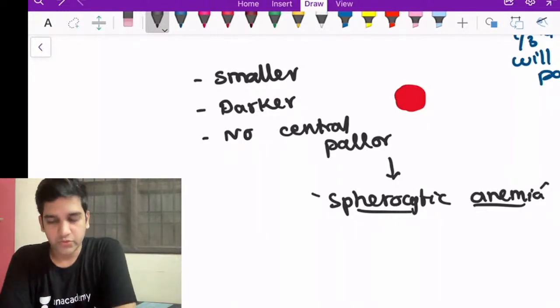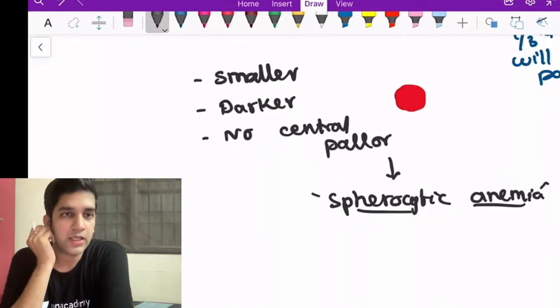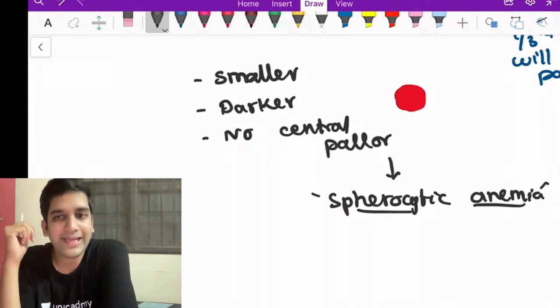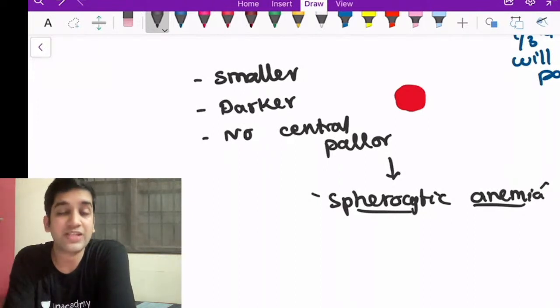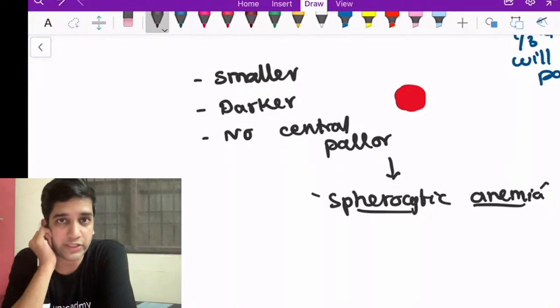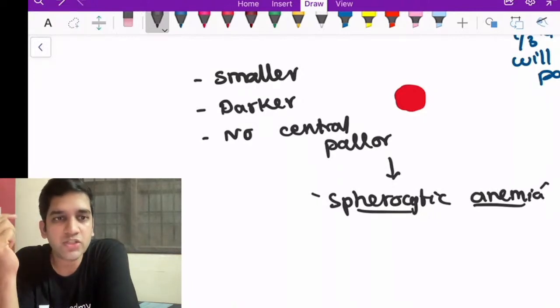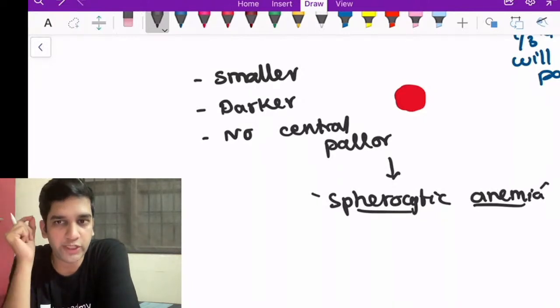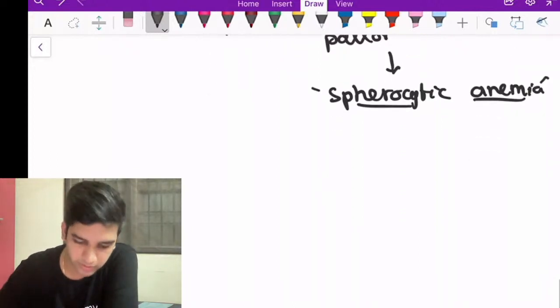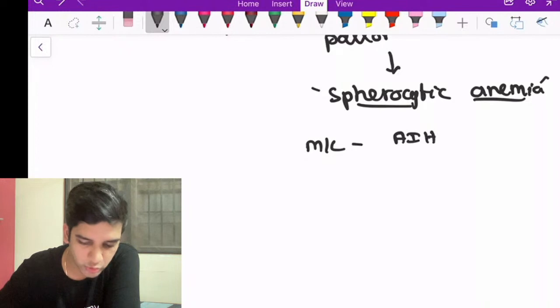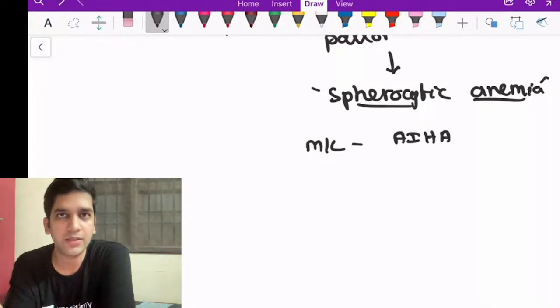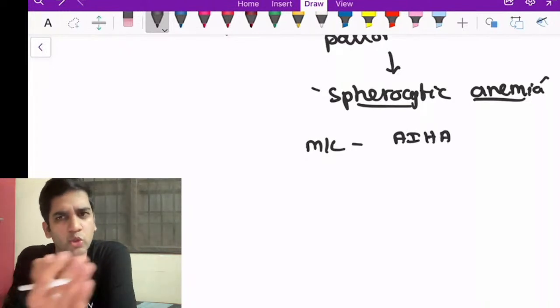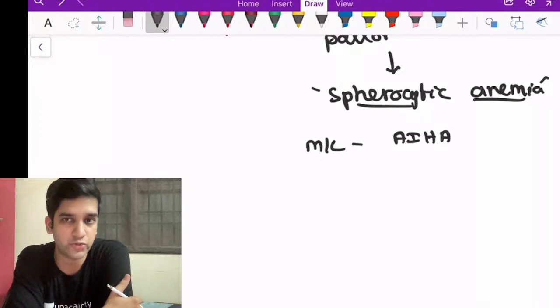Okay. So it's a spherocytic anemia here. When I have spherocytic anemia, I cannot call it hereditary spherocytosis because I have many other differential diagnoses. For example, the commonest cause of spherocytic anemia is autoimmune hemolytic anemia. That's also a question. See, it's an acquired anemia. Definitely acquired anemia will be much more common than hereditary spherocytosis, right?